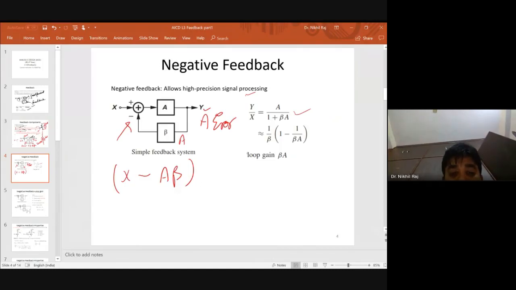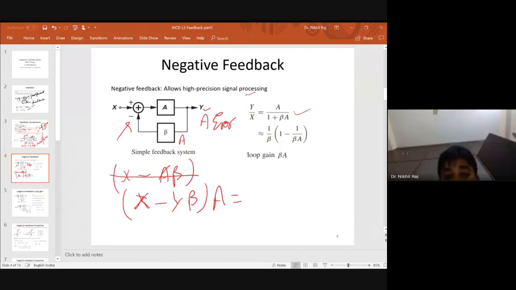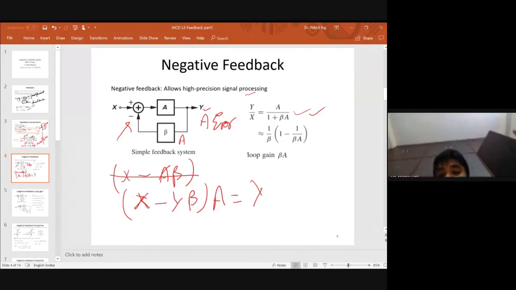So input will be x minus A beta multiplied by y, sorry, it will not be A, it will be y beta. It will be x minus y, the output y into beta, multiplied by A will be your y. Okay, so from there we'll get this transfer function, and then further the approximation, when I take 1 by A beta common, I will get this form.